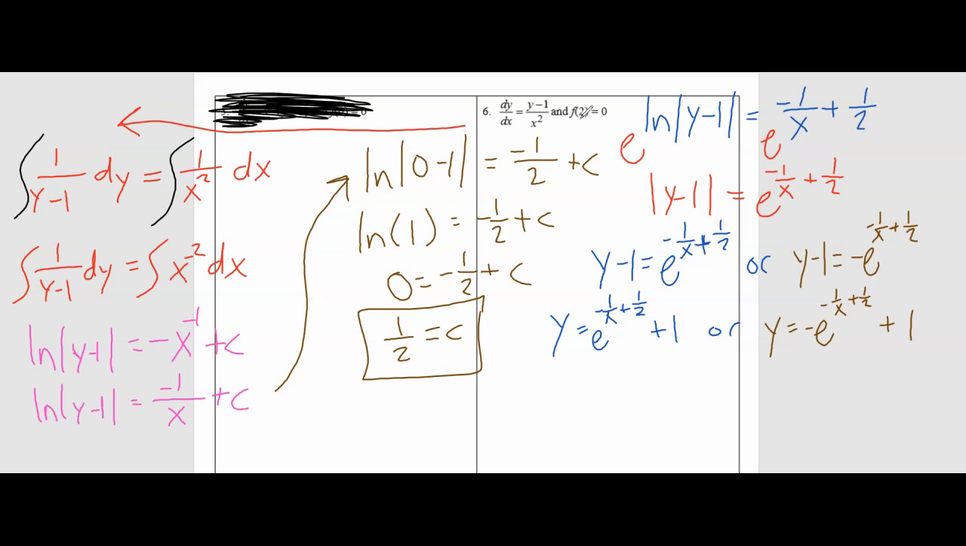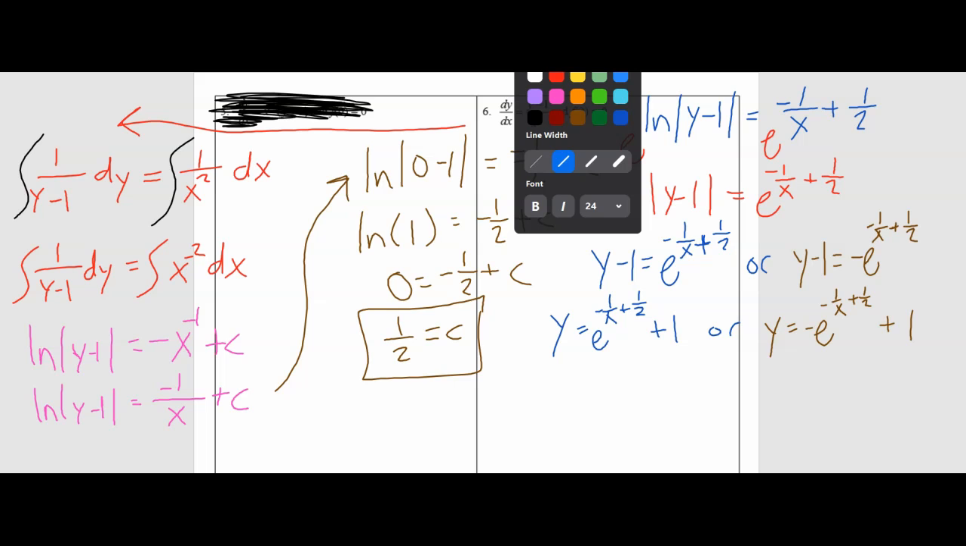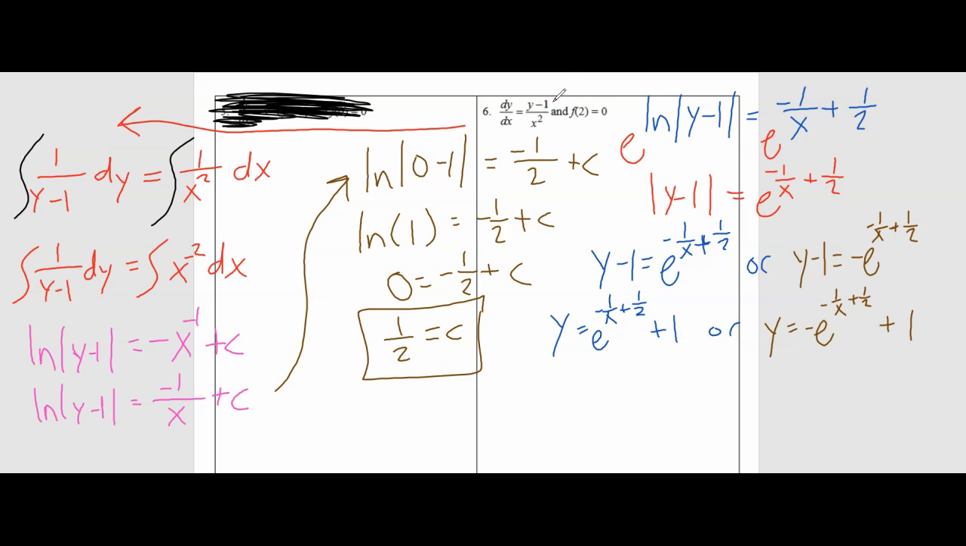So which of these work with our initial condition? When I substitute in 2 for x, I need to get 0 for y. Well, let's try it with the blue. So I get y is equal to e to the power of negative 1 over 2 plus a half, plus 1. This gives me y is equal to e to the power of 0 plus 1. This gives me y is equal to 1 plus 1, which is equal to 2. That is not what I want, though. I want y is equal to 0. So this is no good.